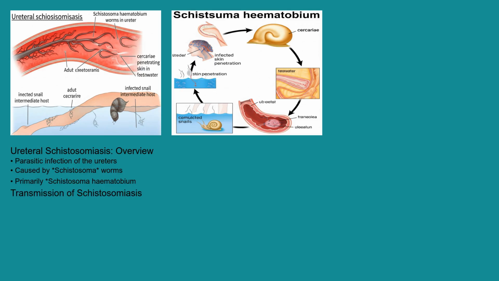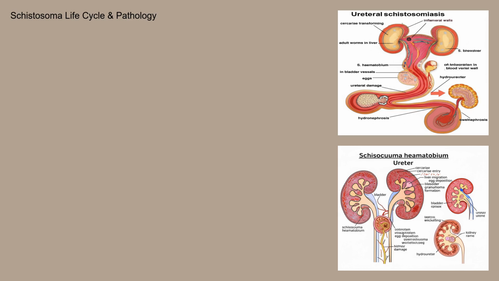These worms are transmitted to humans through contact with fresh water that is contaminated with infected snails. The snails act as intermediate hosts for the parasite. When people wade, swim, or wash in these waters, the larval form of the parasite, called Cercaria, penetrates the skin, initiating the infection. Once inside the body, the Cercaria transform into schistosomula, which then migrate through the bloodstream to the liver, where they mature into adult worms.